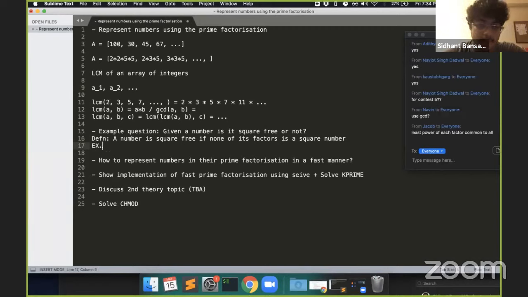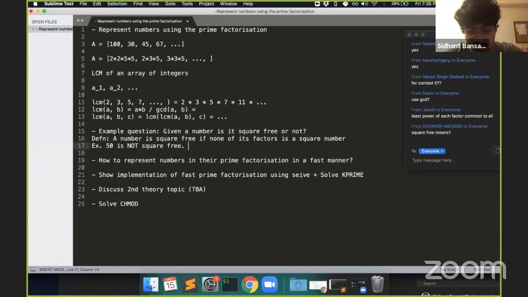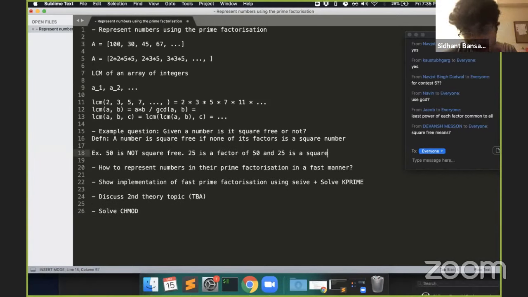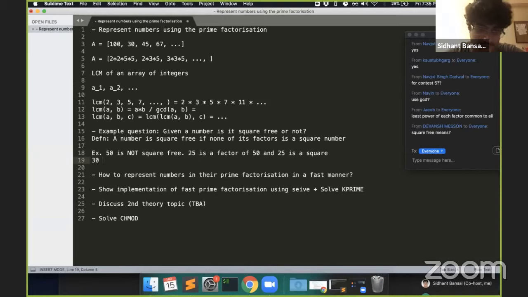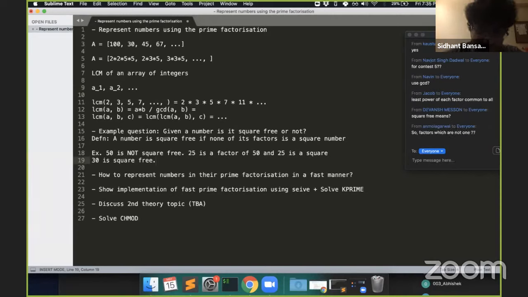Example, say, let me think, 50 is not square free. Why? Because 25 is a factor of 50 and 25 is a square. So basically a number is square free if none of its factors is a square number. Another example could be 30. It probably is square free, because if you iterate over all the factors of 30: 1, 2, 3, 5, 10, 15, 30, none of them are squares.